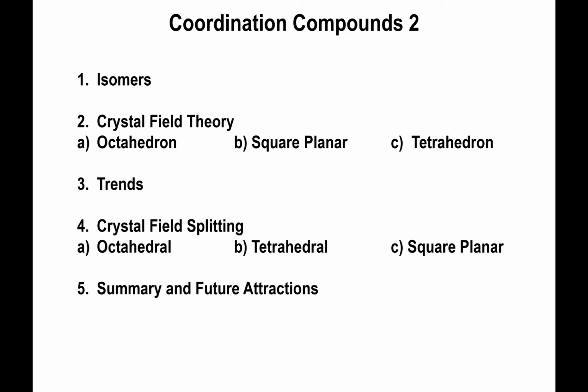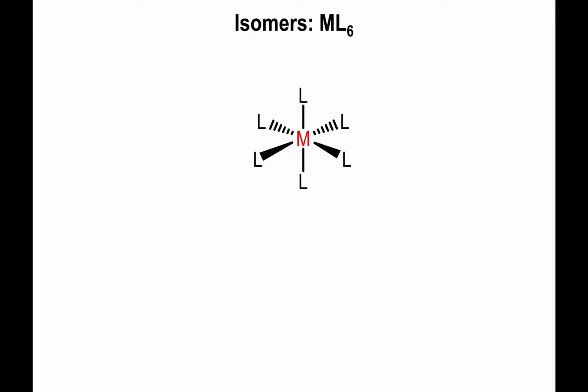Combination compounds part 2. Let's start by refreshing this idea of isomers. There's a specific bunch that I want you to know, in particular the names. And to that extent, we're going to start first with the octahedral structure, the one where you have 6 ligands bound to the transition metal.